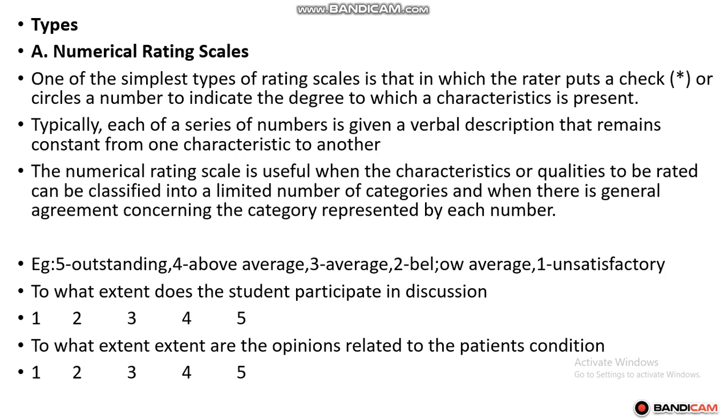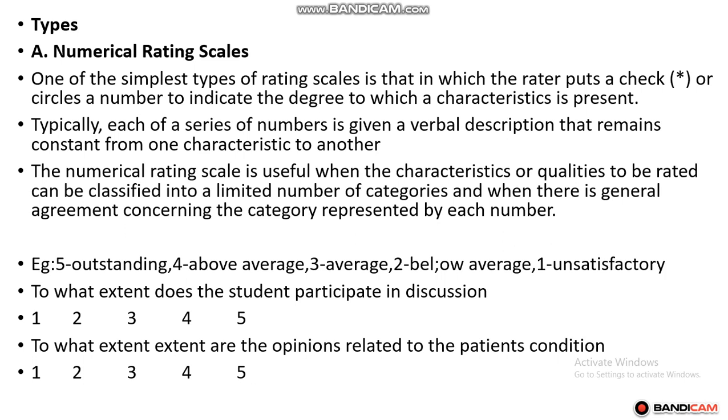Numerical rating scale is useful when the characteristics or qualities to be rated can be classified into a limited number of categories, and when there is general agreement concerning the category represented by each number. So we can use this type of rating only when the categories or qualities rated are in a limited number. If it is more than that, we can't use this as a method of evaluation. If there is only a limited number of options or categories, then it is a better method to use a rating scale as an option of evaluation.